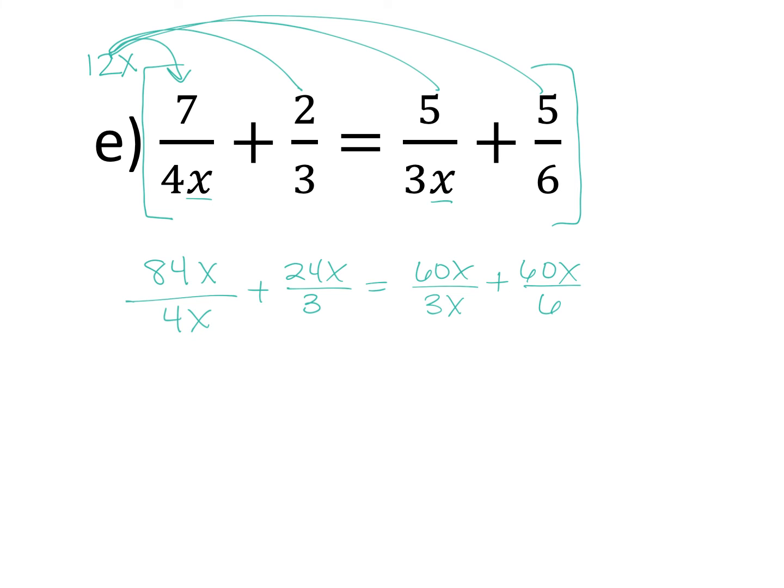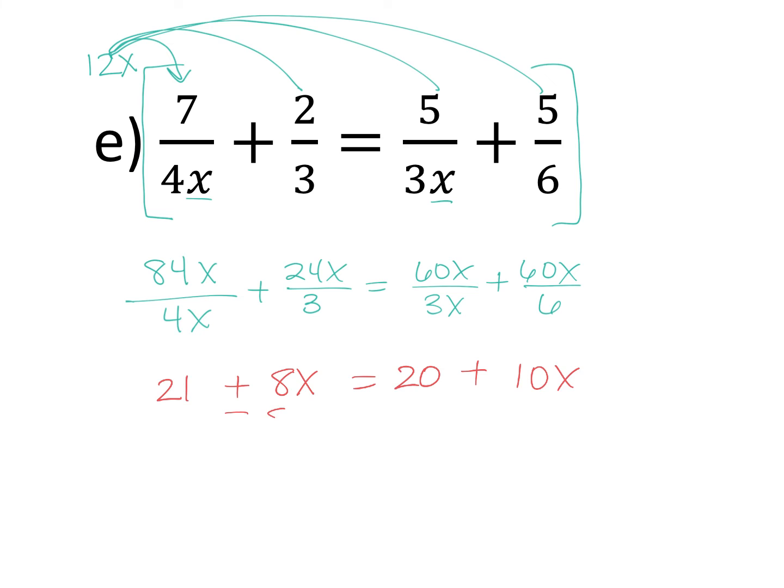Okay, simplify. 84x over 4x is 21. 24x over 3 is 8x. 60x over 3x is 20. And then 60x over 6 is 10x. Okay, and now it's just a very basic algebra problem, right?